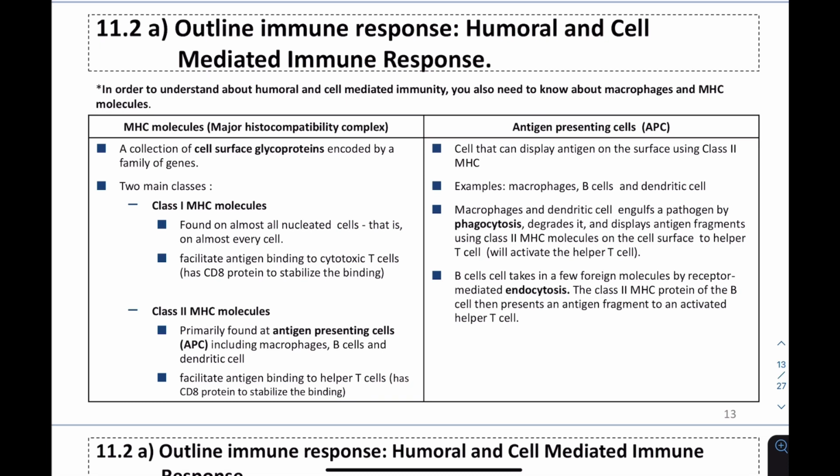For B cell, they will take in few foreign molecules by receptor-mediated endocytosis. So as you learned previously, on the surface of B cell itu kita ada Y-shape receptor. So pathogen itu akan bind to Y-shape receptor ini, dan kemudian B cell ini akan internalize the pathogen, break it down, kemudian present ataupun display the antigen fragment on their class 2 MHC, di mana activated helper T cell will then bind to the displayed antigen.